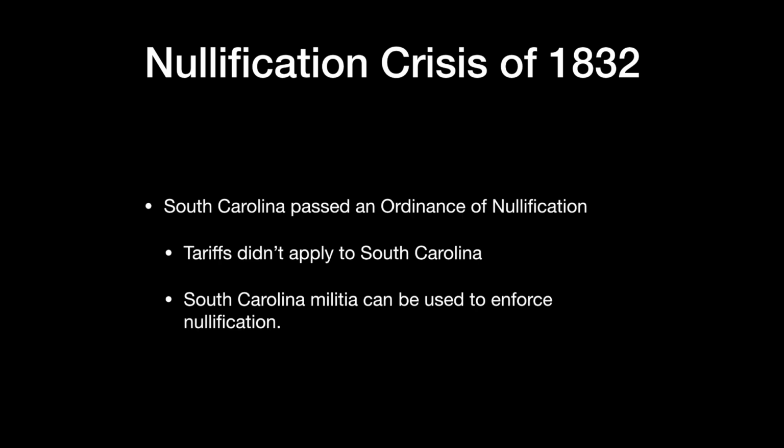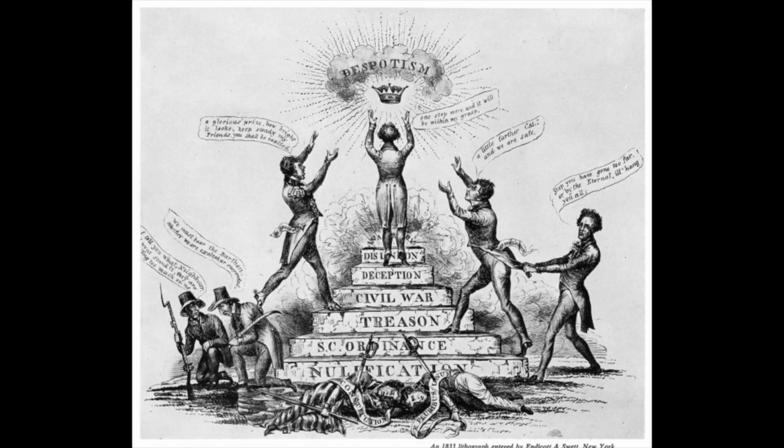So in response to this lower tariff, South Carolina actually passed an Ordinance of Nullification, declaring that the tariffs of 1828 and 1832 did not apply to South Carolina, and they authorized the use of the military to enforce the nullification of these tariffs. President Jackson responded to South Carolina's actions by sending naval vessels into Charleston. Jackson then demanded that South Carolina back down on nullification, or else he'd lead the army himself into the state in order to enforce the laws of the United States.